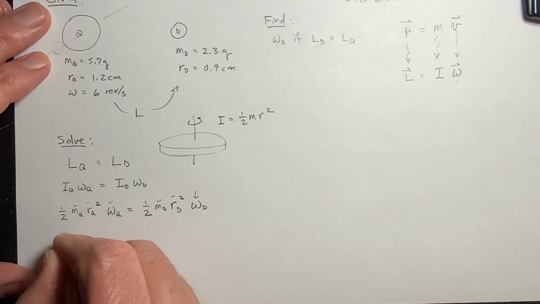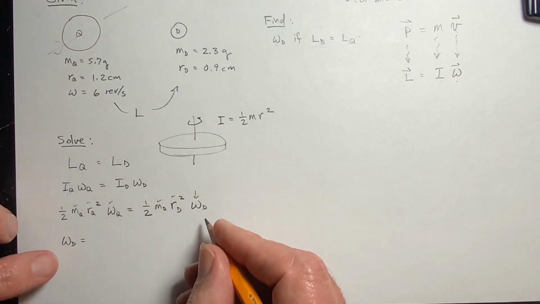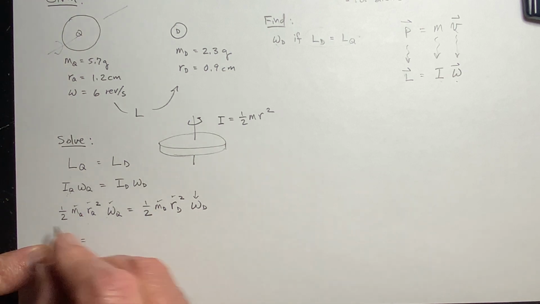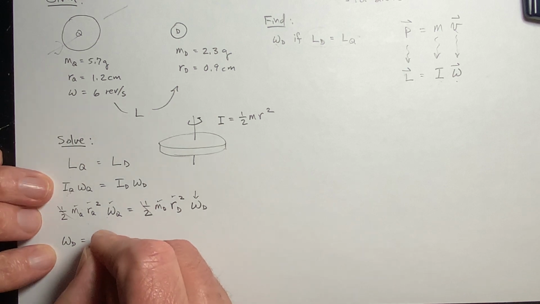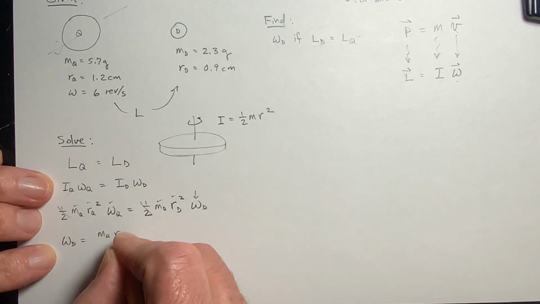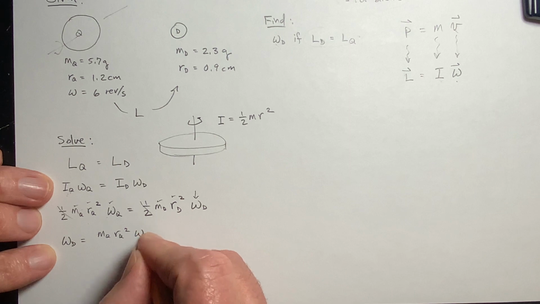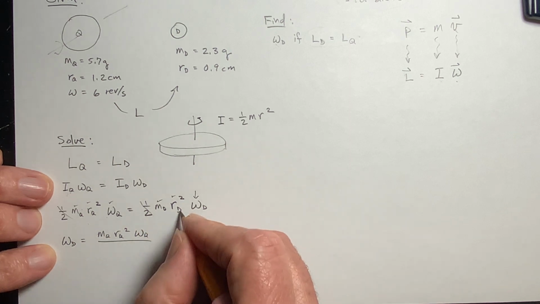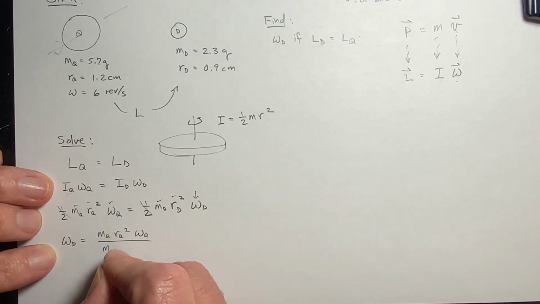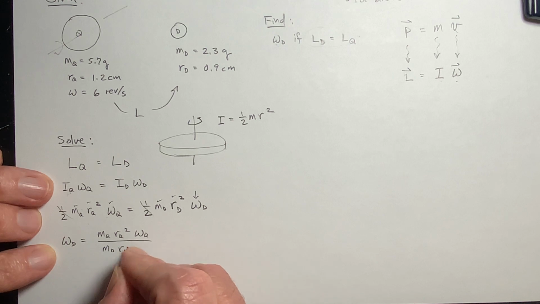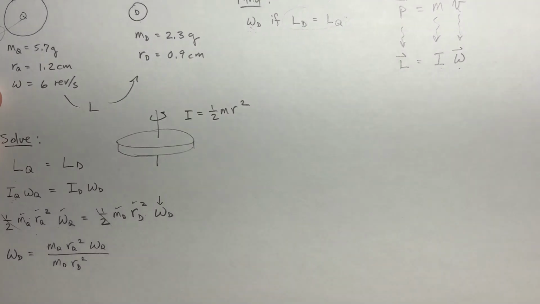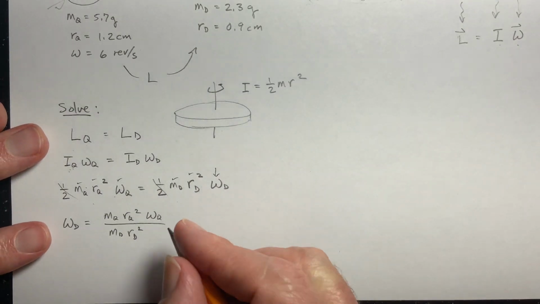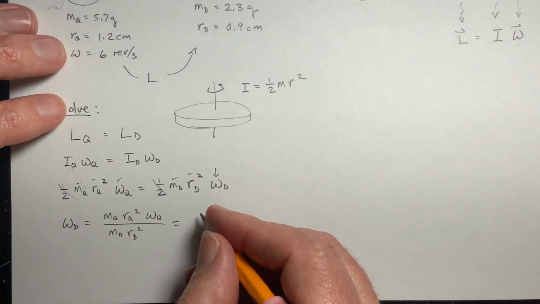So the angular velocity for the dime, well, notice that the 1/2 is on both sides, so I'm just going to cancel it out. So this is the mass of the quarter times the radius of the quarter squared times angular velocity of the quarter, divided by the mass of the dime times the radius of the dime squared. Okay. And so now I know everything. I can just plug those values in.